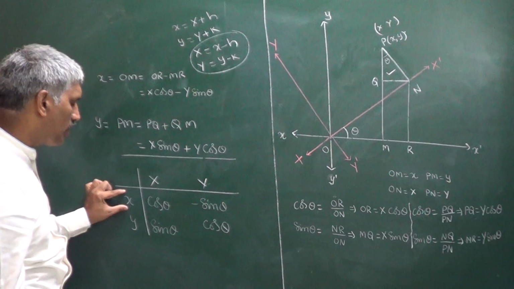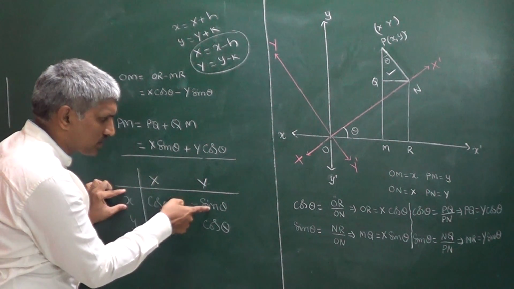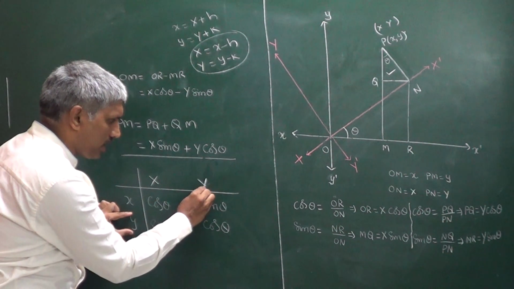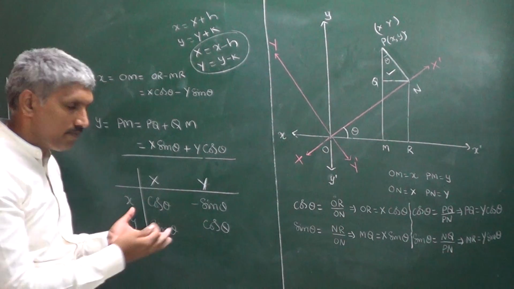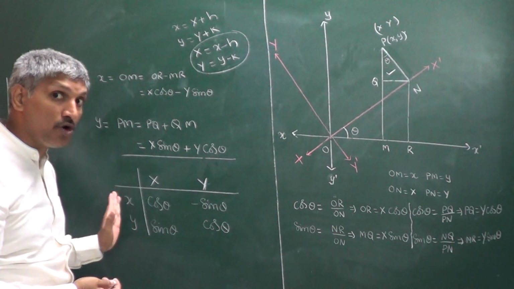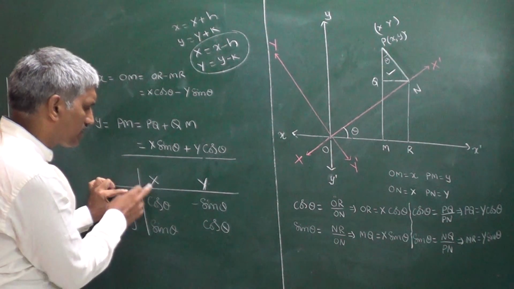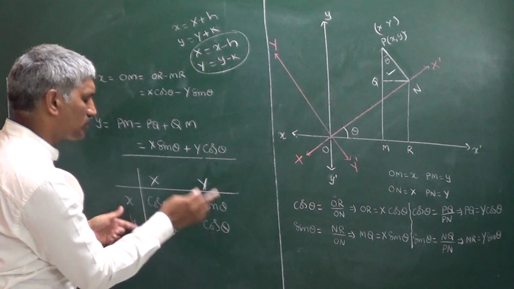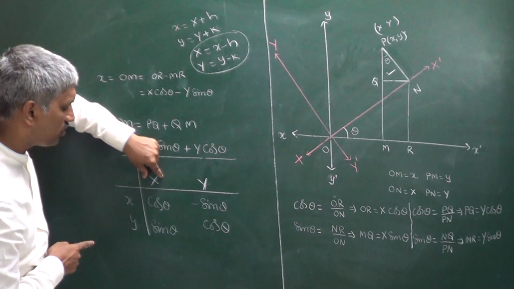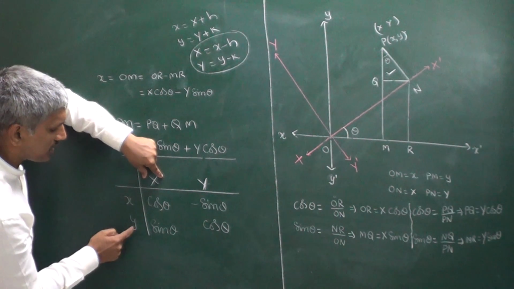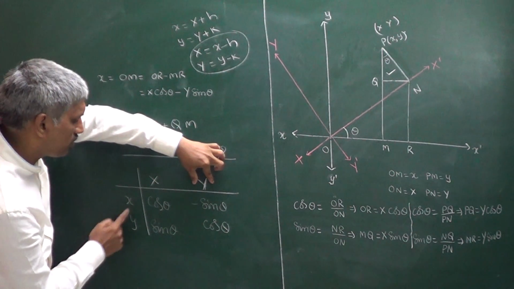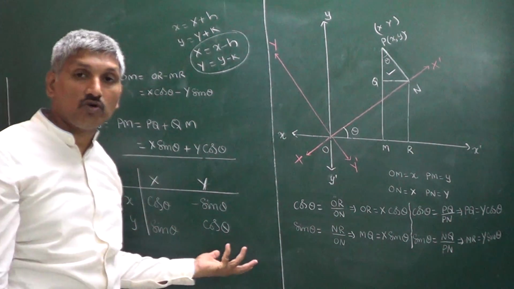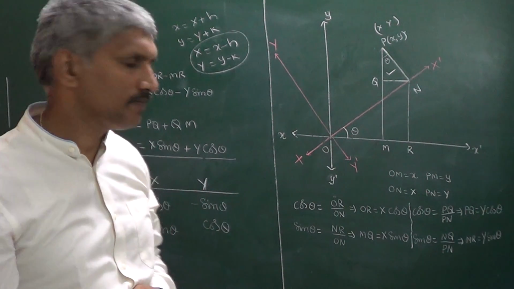Now you can check: small x = X cos theta - Y sin theta, small y = X sin theta + Y cos theta. If you know this table, we can find out anyone. New to old, old to new. Now tell me, what is it? Capital X = x cos theta + y sin theta. Capital Y = -x sin theta + y cos theta. So from this we can find out the new and old coordinates, right?